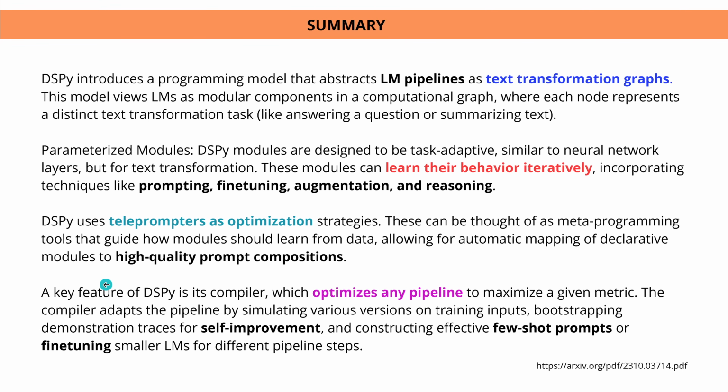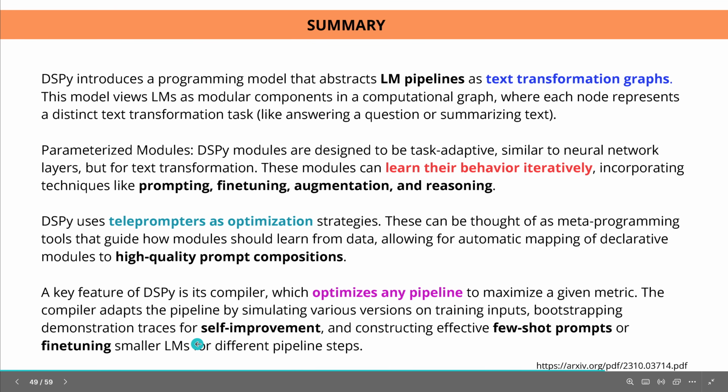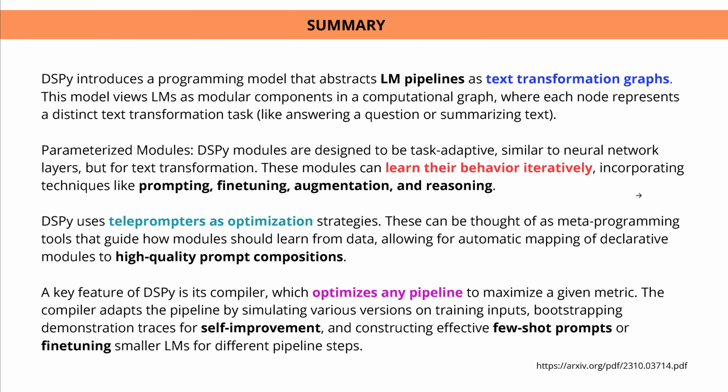Thank you. And a key feature is the compiler optimizes any pipeline to maximize a given metric, as I showed you in the test data set, maybe exact matching, or whatever you like. The compiler adapts the pipeline by simulating various versions on training inputs, bootstrapping demonstration traces, see video number 1, for self-improvement of the graph representation, and constructing effective few-shot prompts for ICL, RAG, or fine-tuning smaller language models for different pipeline steps. An impressive self-adaptive, self-regulating, self-optimizing framework.